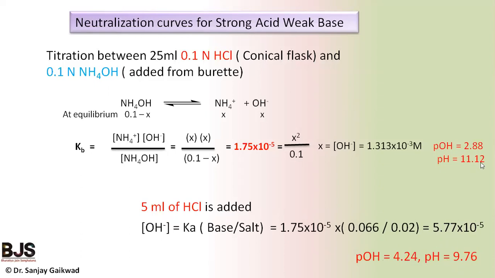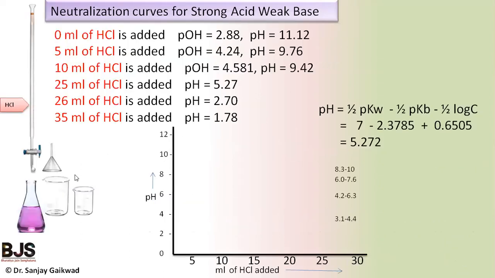The pH of the solution decreases as we add the 5 ml of HCl from the burette. Now when we are adding 0 ml from the burette, we observe that the pOH is 2.88, pH equal to 11.12. When we are adding the 5 ml of HCl from the burette, then the pOH of the solution is equal to 4.24, and the pH of the solution is 9.76.